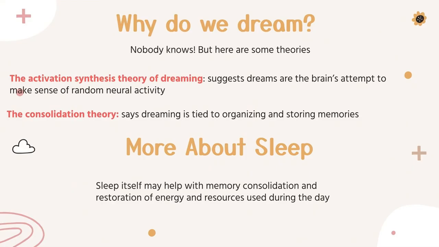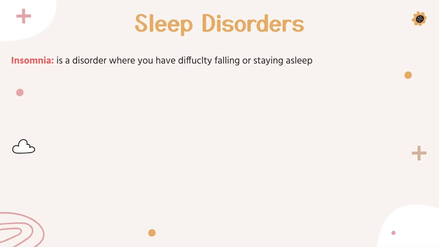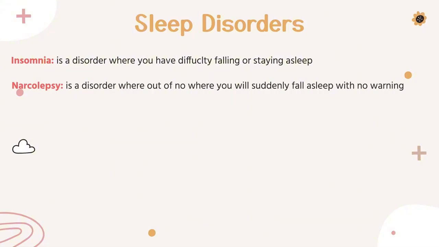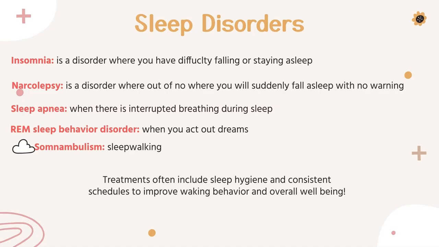Sleep disorders. Insomnia is a disorder where you have difficulty falling or staying asleep. Narcolepsy is a disorder where you suddenly fall asleep out of nowhere with no warning. Sleep apnea is interrupted breathing during sleep. REM sleep behavior disorder is when you act out dreams. Somnambulism is just a fancy word for sleepwalking. Treatments often include sleep hygiene and consistent schedules to improve waking behavior and overall well-being.